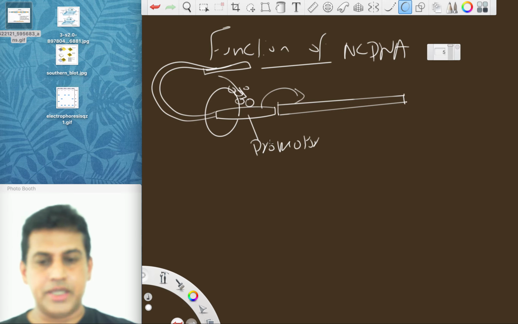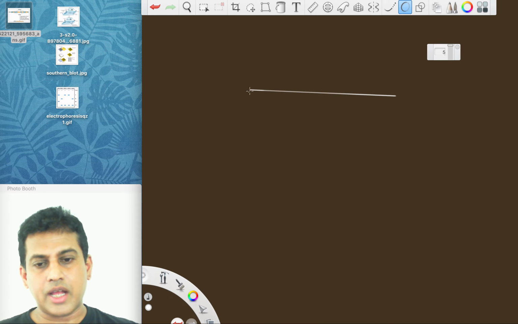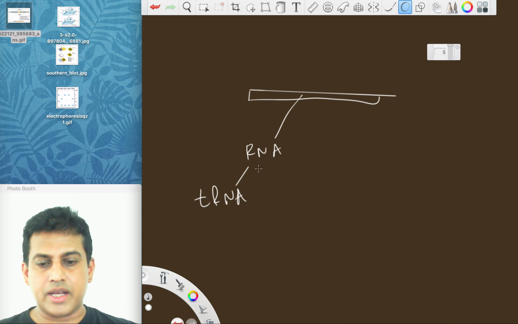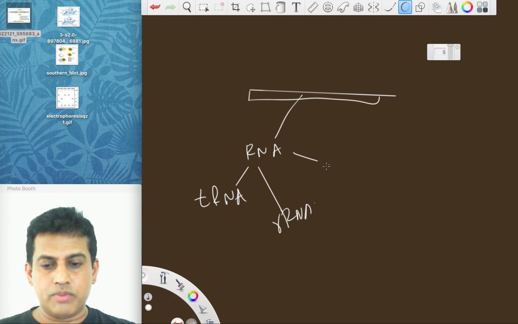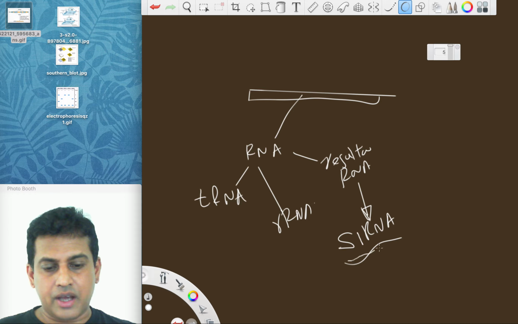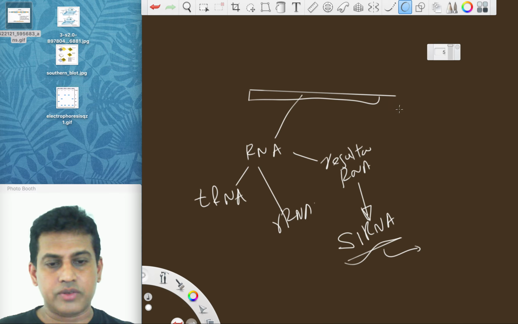Apart from that, the second major function is that the non-coding region can synthesize RNA. For example, it provides the sequence for tRNA, ribosomal RNA, or regulatory RNA, such as small interfering RNA. Small interfering RNA is the RNA which can break down the mRNA.